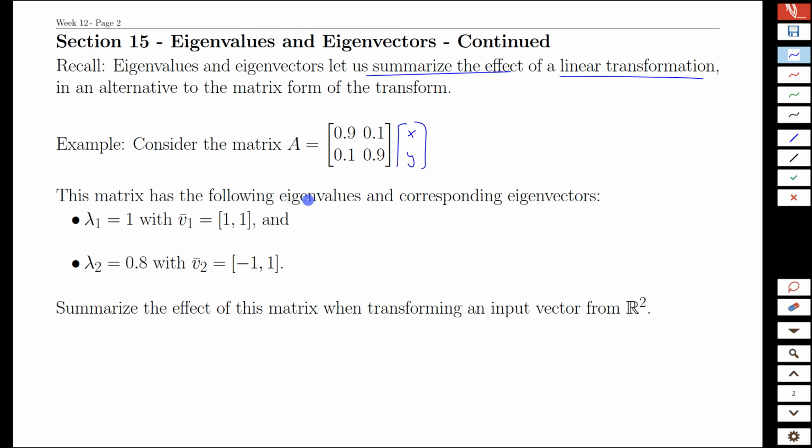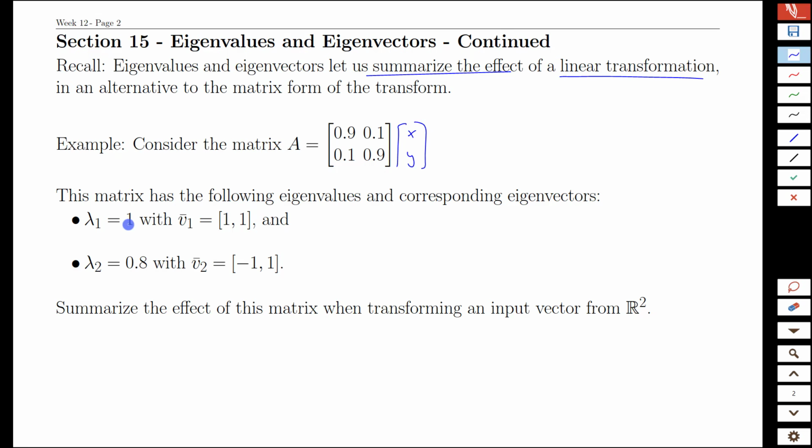Specifically, this matrix has the following eigenvalues and corresponding eigenvectors. It has a first eigenvalue of 1, corresponding to a matching eigenvector of 1, 1. And again, here we switch between column vectors and row vectors interchangeably, mostly because of typesetting and page spacing.